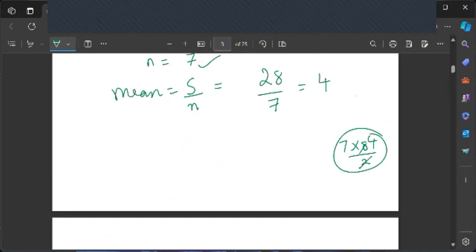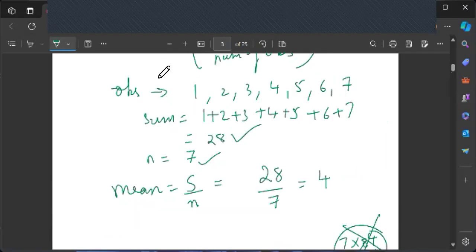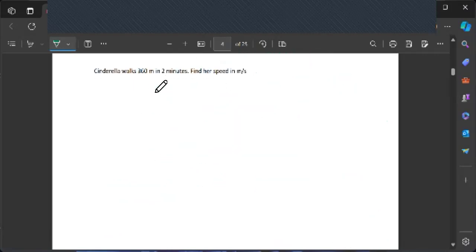So keep this aside, and remember, if you go wrong in finding the sum, adding all of them, the entire thing will go wrong. So mean is 4 in this case. So remember this. Okay, next is Cinderella walks 360 meters.